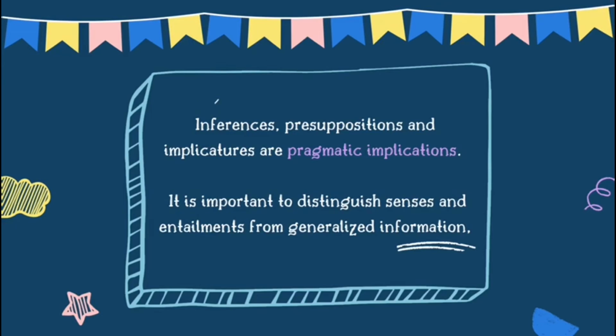Okay, after understanding how each of them works, can you see how the three of them are interrelated? Well, this happens because they can be described as pragmatic implication. This phenomenon occurs because in semantics it is important to distinguish senses and entailments from generalized information. For this reason, it is essential to take into account the degree to which sentence meaning determines what is said. Also, it is imperative to mention that presuppositions and implicatures are types of inference.